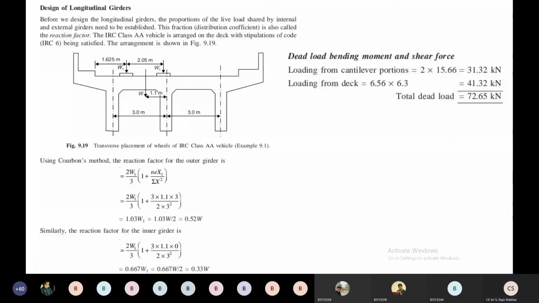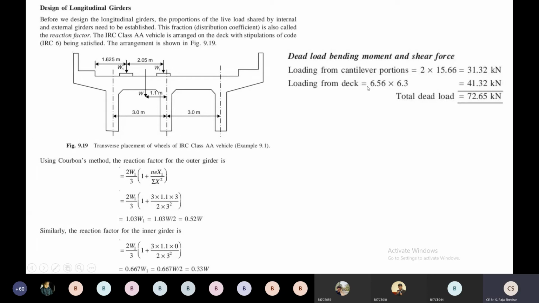Okay, I'm calculating the dead load for the cantilever portion. The dead load for the cantilever portion we have already calculated. We have two cantilever portions, so the loading for one portion is 15.66. Since there are two, I am multiplying by 2. Now the total load coming onto the cantilever portion is 31.32 kilonewtons.